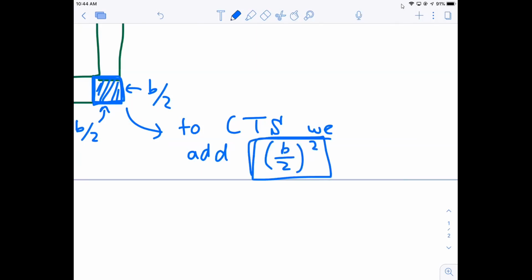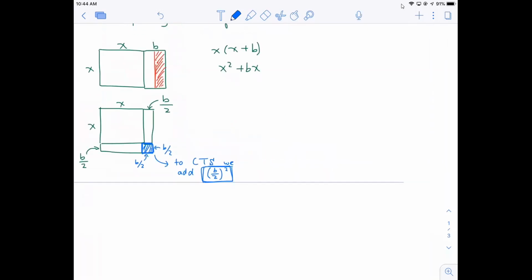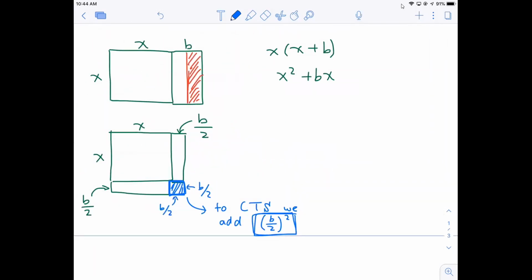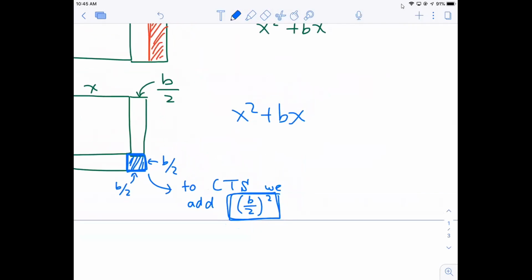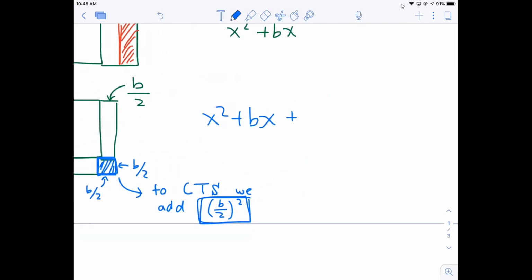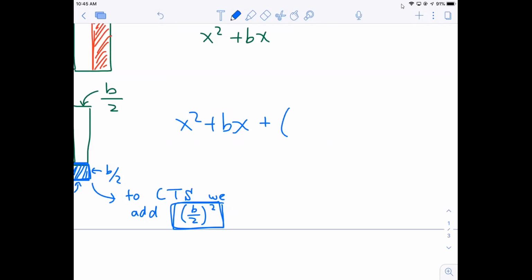And isn't that beautiful? So what's the area of this square now? Well, it has the same area as before, x squared plus bx, because all we did is we cut this off and moved it to the bottom, so that's still the same area overall. But now we added this extra piece, b over 2 squared. So the entire area is x squared plus bx plus b divided by 2 squared.